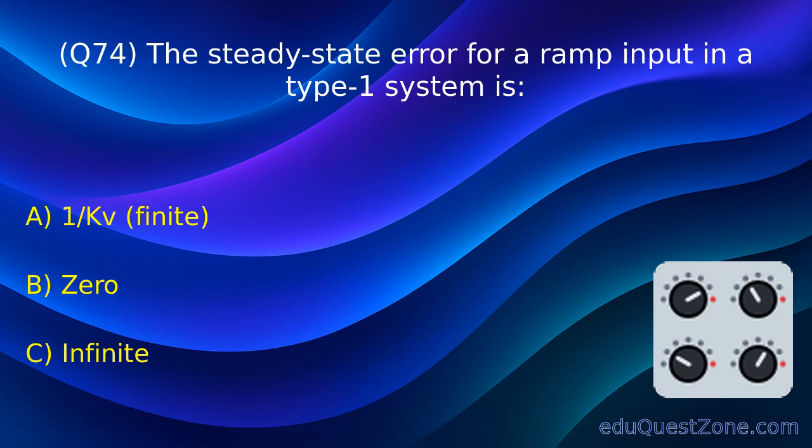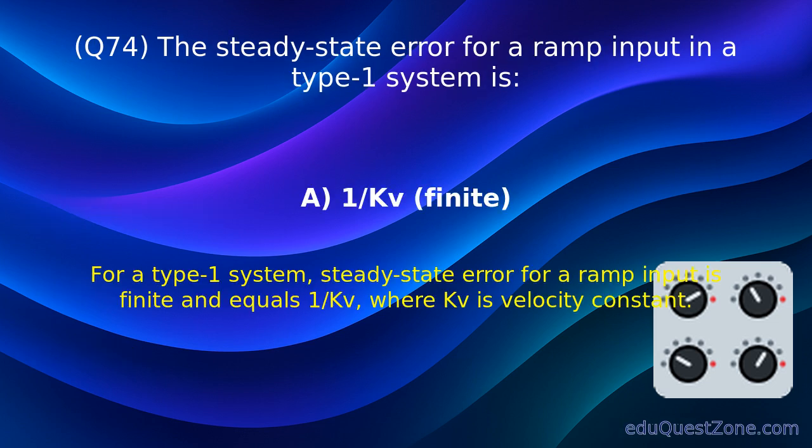Question 74. The steady state error for a ramp input in a type 1 system is. Option A, 1 by Kv, finite. Steady state error equals 1 by velocity constant for a type 1 system.